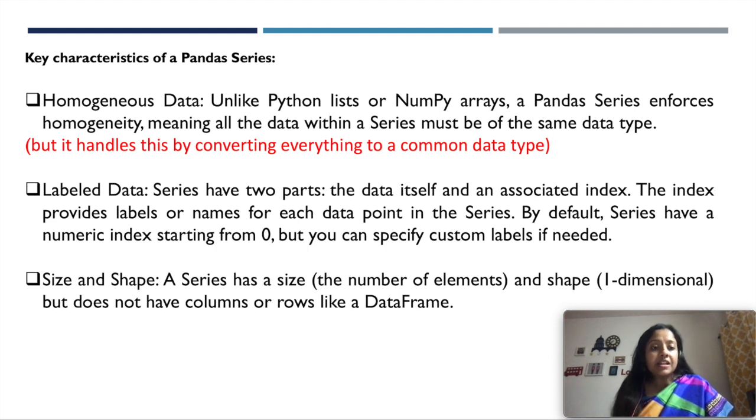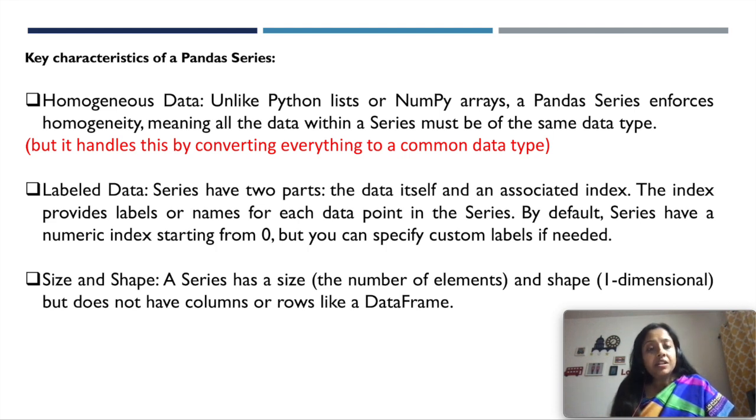The second characteristic is that it has labeled data. So it has data itself and it has an associated index with it. The index, my students, provides labels or names for each data point in the series. By default, the series has a numerical index which is starting from 0. But you can specify custom labels.